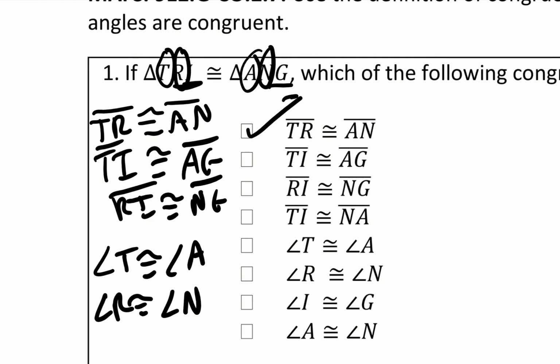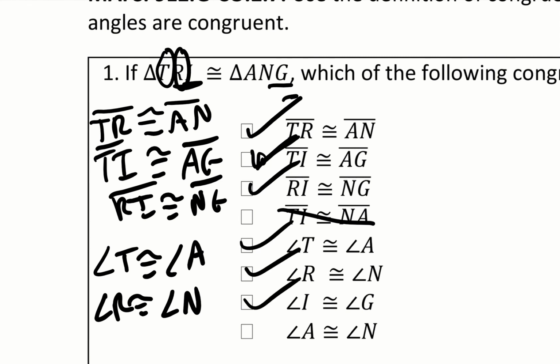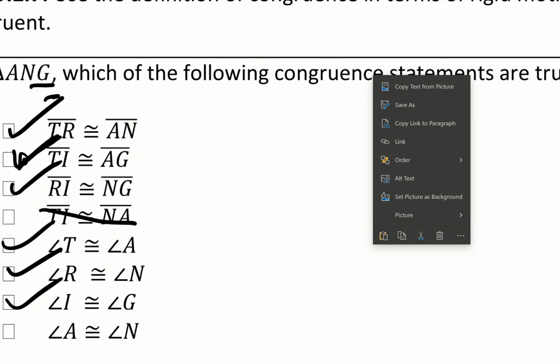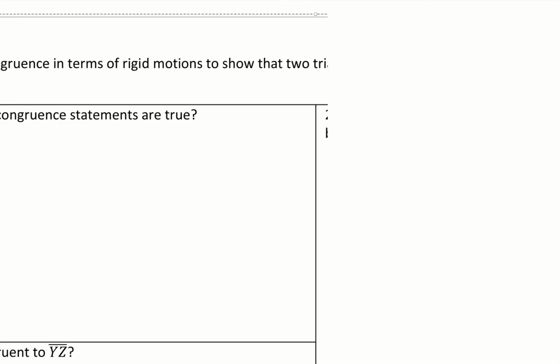That one, RI. Let's see, TI. Well, no, because we said TI was AG, so this is not true. Angle T is angle A, yep. Angle R is congruent to angle N, angle I congruent to angle G, and that is it. Okay, so that takes care of that question.